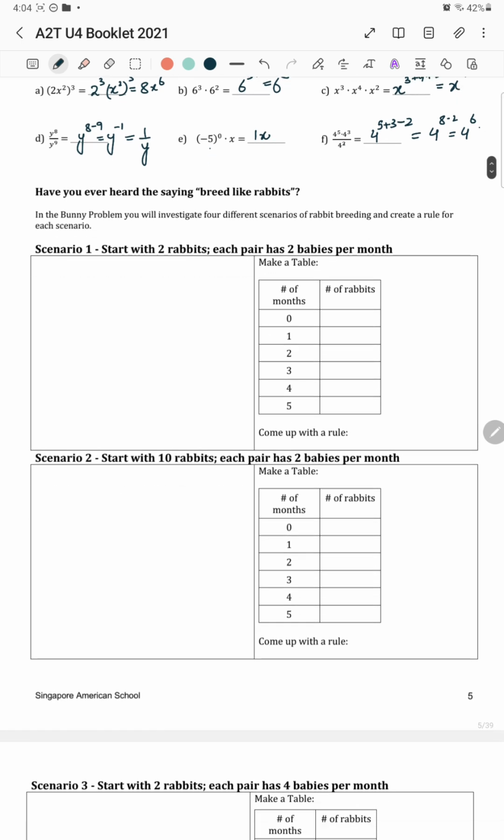Have you ever heard the saying "breed like rabbits"? In the bunny problem, you will investigate four different scenarios of rabbit breeding and create a rule for each scenario. Make a table. Start with two rabbits. Each pair has two babies per month.